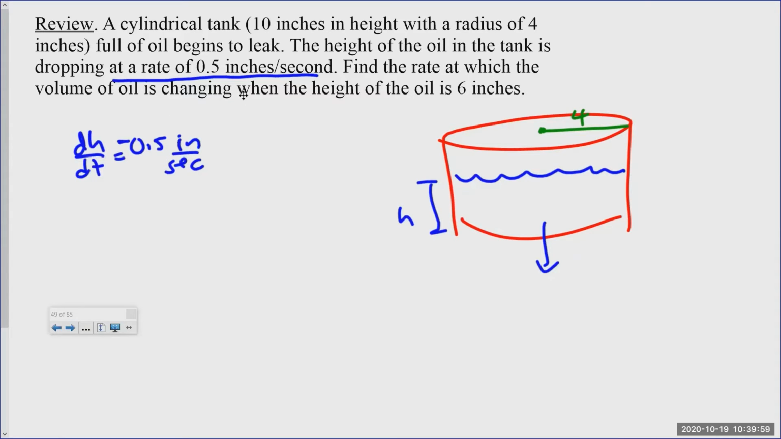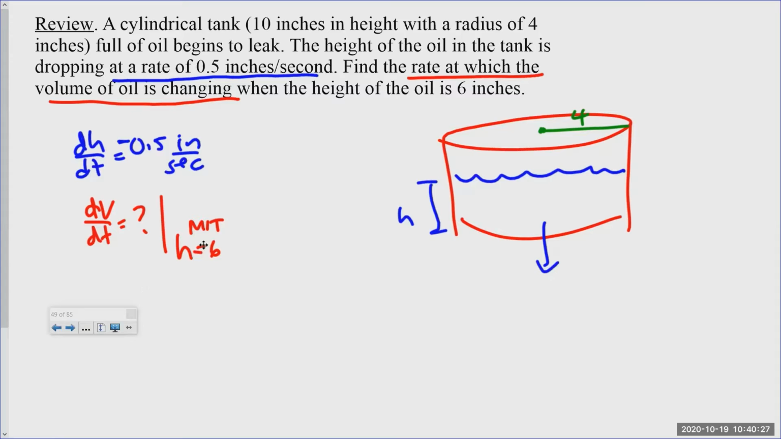Okay, find the rate at which the volume of oil is changing. So what am I trying to find if I'm saying the rate at which volume is changing? What am I trying to find in calculus talk? dV/dt is the question mark. When the height is 6 inches, so the height when h equals 6, is h always equal to 6? No, h is changing, so I'm going to put moment in time there. That means don't use it until after I take the derivative.